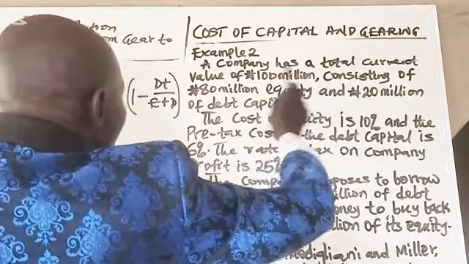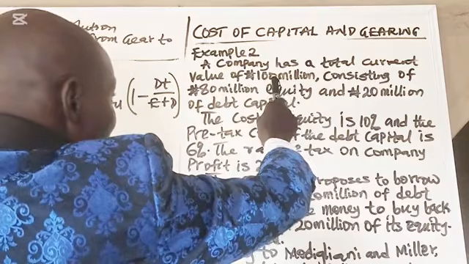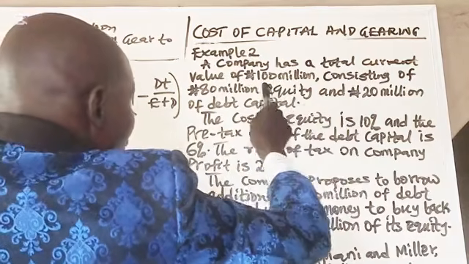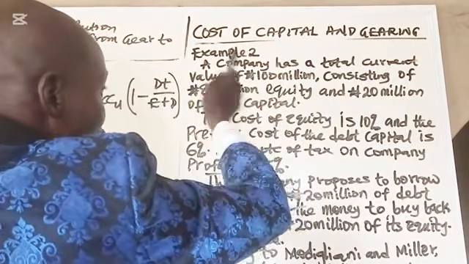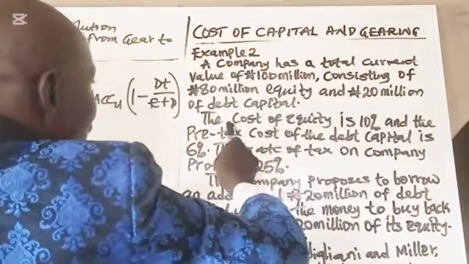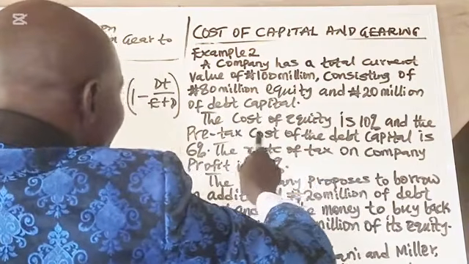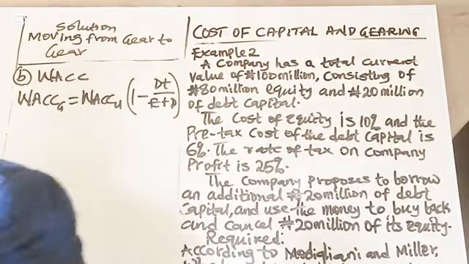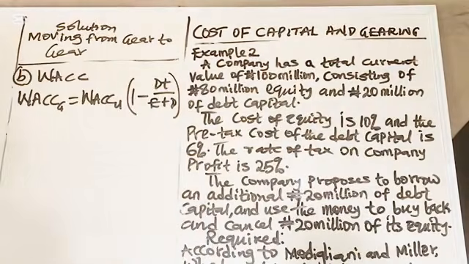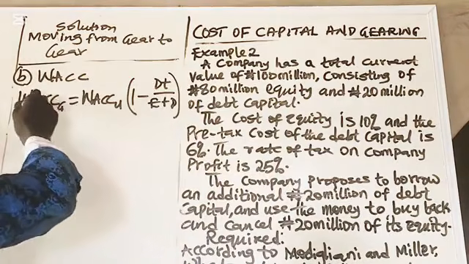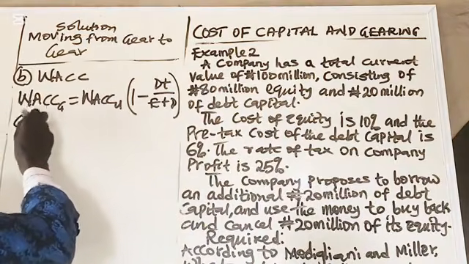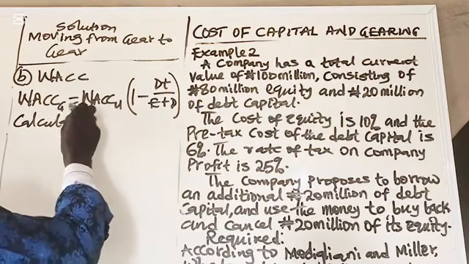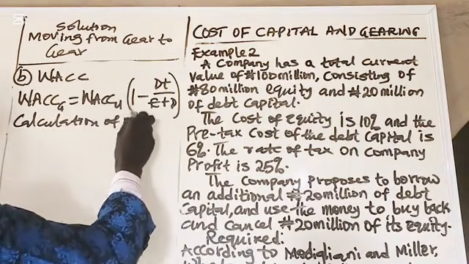A company has a total current value of 100 million. This is the market value at the old level, consisting of 80 million equity, that was the market value of equity, and 20 million of debt capital. The cost of equity is 10% and the pre-tax cost of debt capital is 6%. You were not given WACC at the old level of gearing. You need to calculate the WACC at the old level of gearing. So, calculation of old WACC.